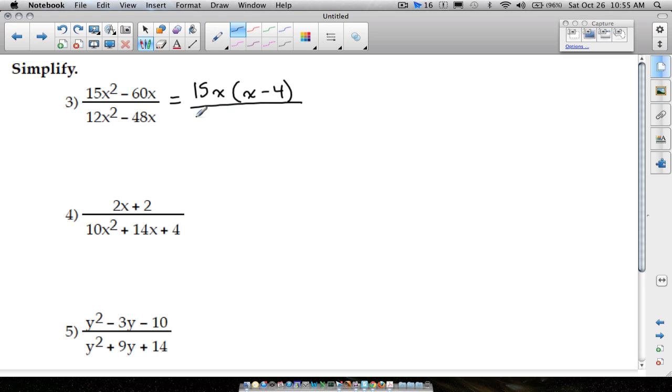Down here at the bottom, we can pull out a 12x. When we do that, 12x factored out of 12x squared is going to leave us with x. 12x factored out of negative 48x gives us minus 4.